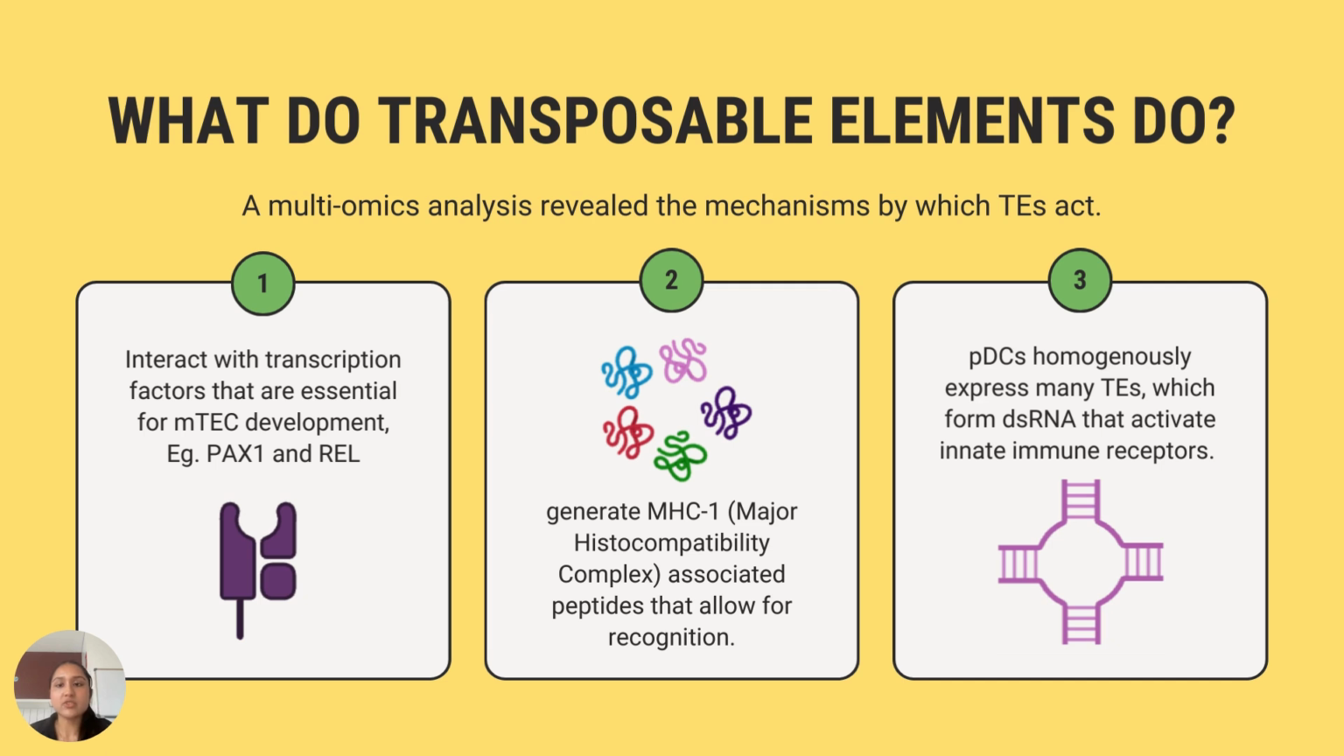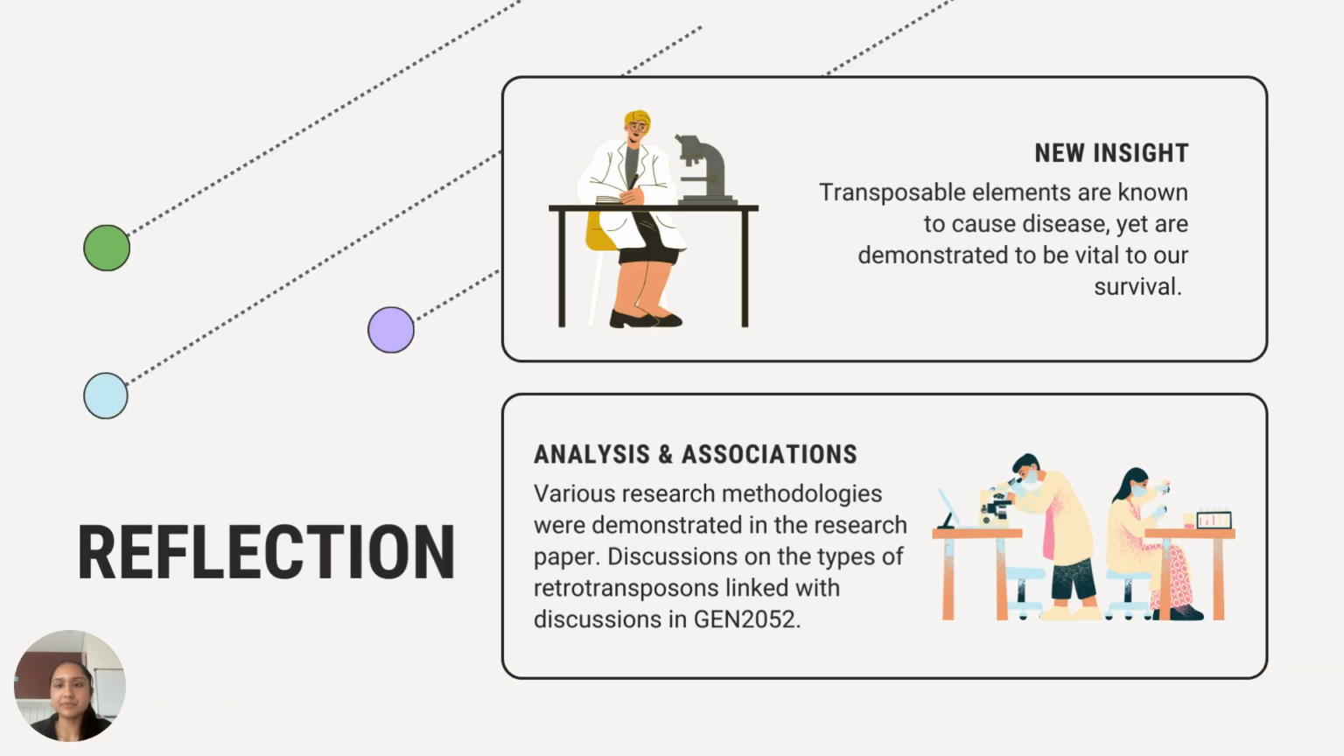Transposable elements interact with transcription factors that are essential for MTEC development, for example, PAX1 and REL, and they generate MHC1 associated peptides, which are the receptors on cell surfaces that allow for recognition. They also discovered that PDC derived transposable elements form double stranded RNA that act to activate innate immune receptors. Cumulatively, these functions allow for T lymphocyte self/non self recognition.